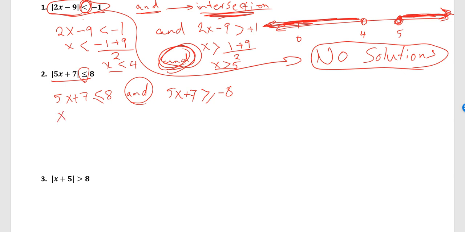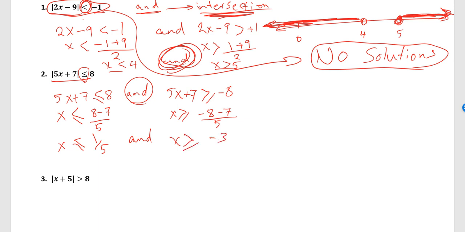And again, I'm just going to combine steps now. So x is less than or equal to 8 minus 7 over 5, which means x is less than or equal to 1/5. And here I'm going to combine steps again. x is greater than or equal to minus 8 minus 7 over 5, which gives x is greater than or equal to minus 3.